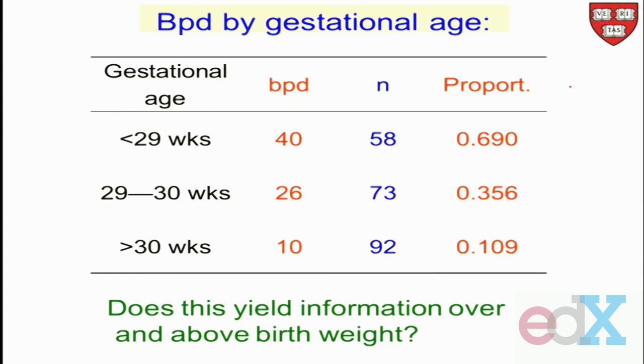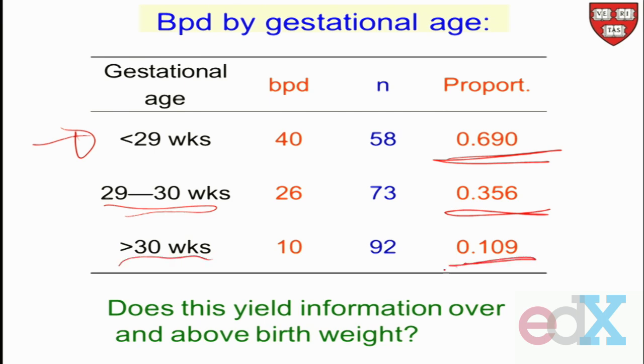So here it is. Once again, just for explanatory purposes, I broke up the gestational age into 3 groups. And we can see, what proportion in the less than 29 weeks had BPD? We see that 70%. What proportion had BPD in this 29 to 30 weeks age group? It's down to 36%. And in this age group, it's down to like 10%.